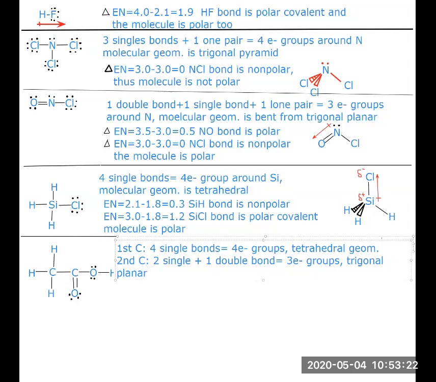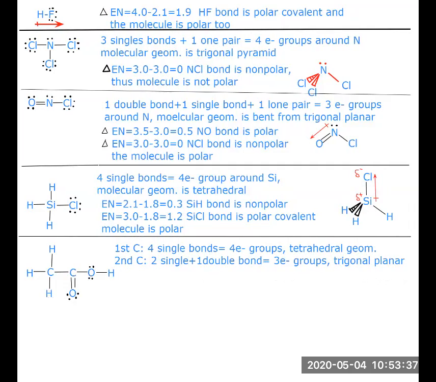Let's try to save some space here. Okay. Trigonal planar for that second carbon, and let's do the oxygen, because you can also do the oxygen molecular geometry. Oxygen, you know what I mean, the one that is bonded to H.